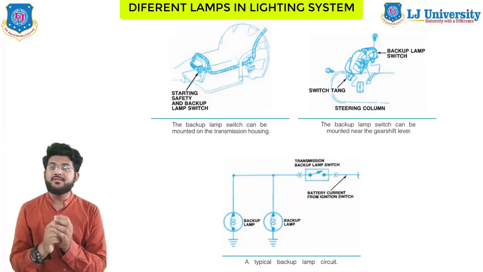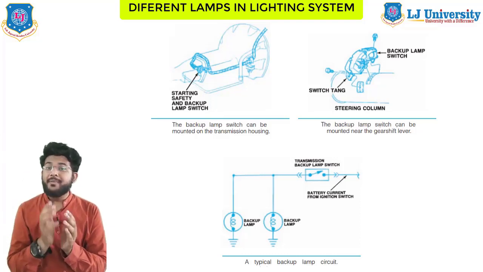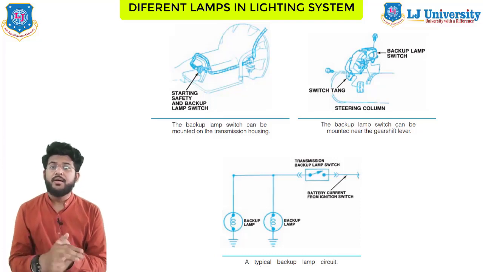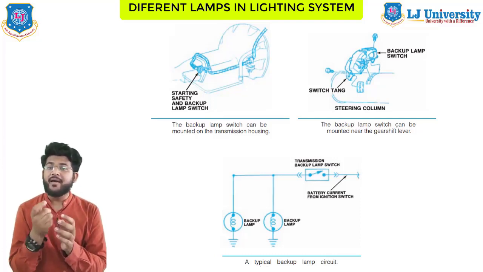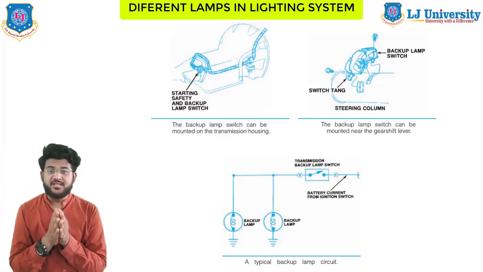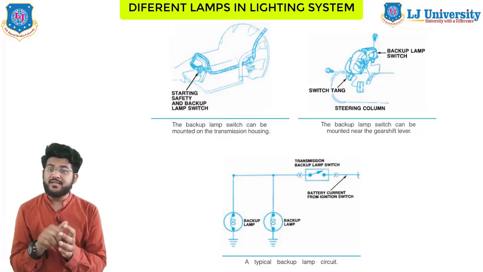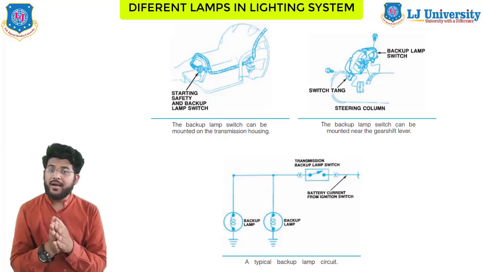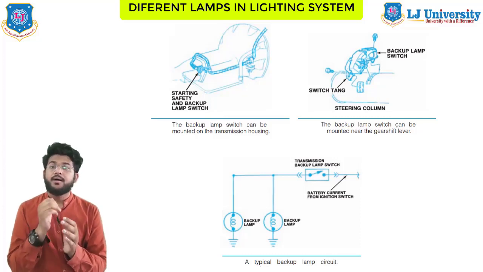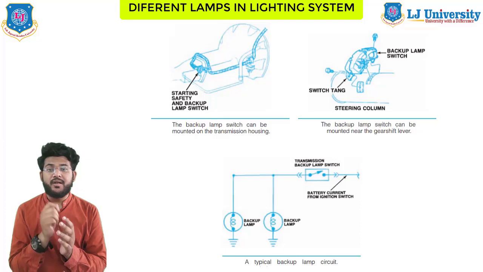Now let's see the circuit of this lamp. A typical backup lamp circuit is shown here. It shows the integration of the backup lamp with the stop lamp, tail lamp and the turn signal in a typical rear lighting diagram. When the transmission switch is closed, the backup lamps receive current through the ignition switch. The lamp will not light when the ignition switch is off. So this is very important. Let's see which switches and fuses are used.